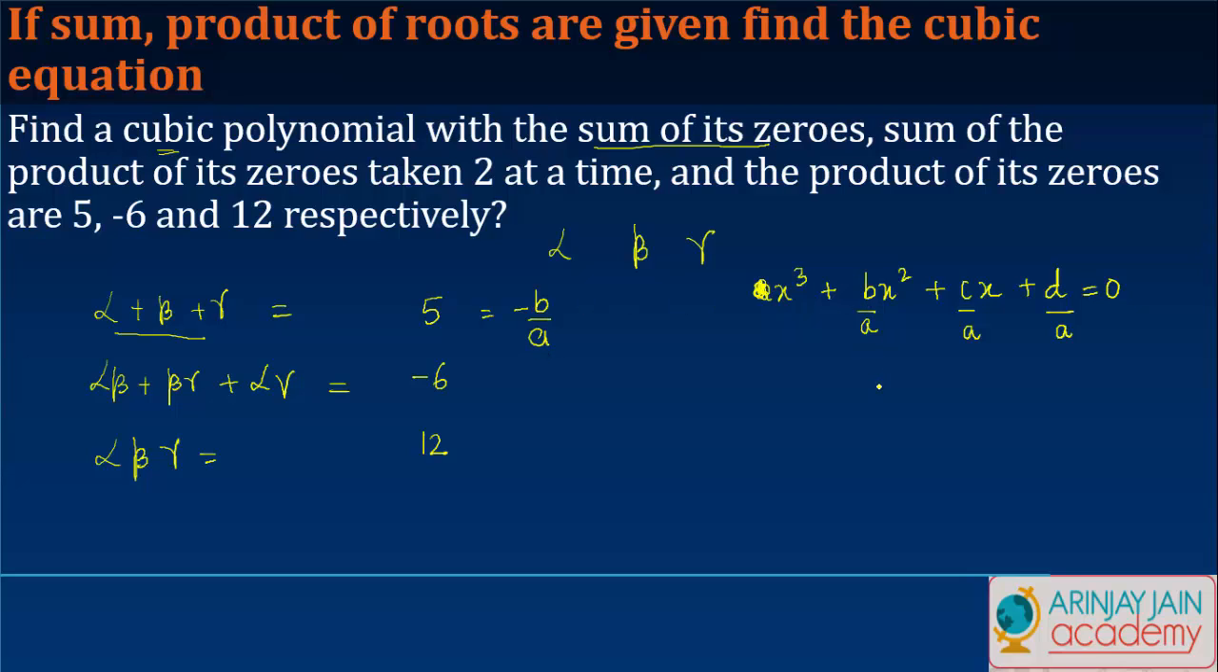So I can write this as x squared, and I have to put in plus b upon a. Since minus b upon a is equal to 5, plus b upon a is equal to minus 5.